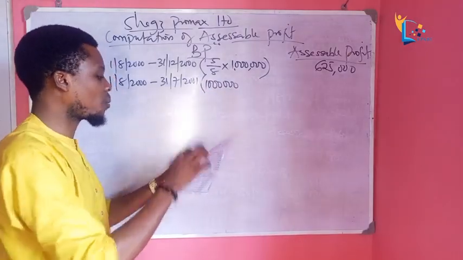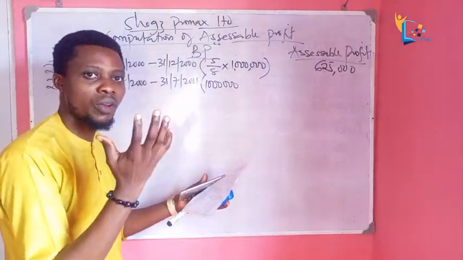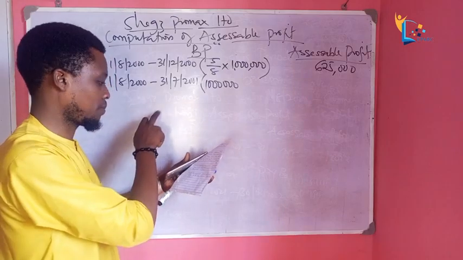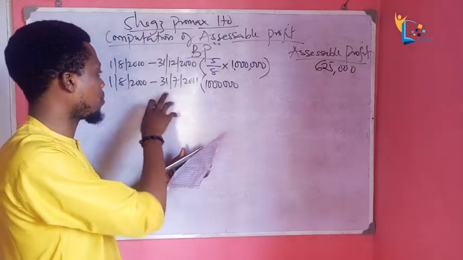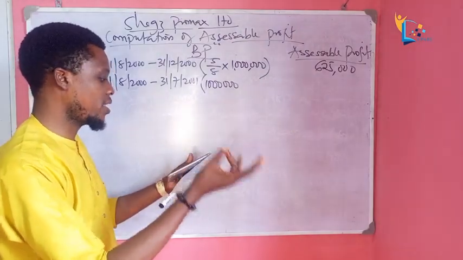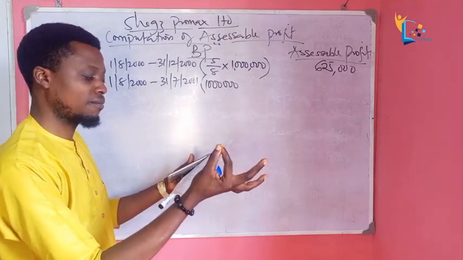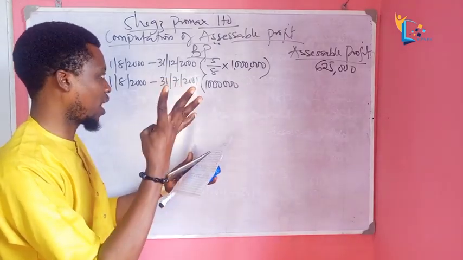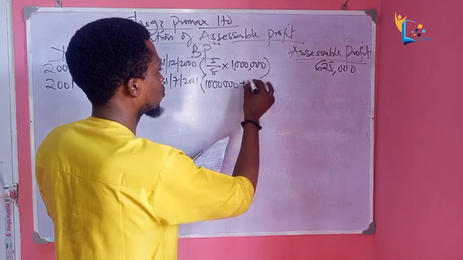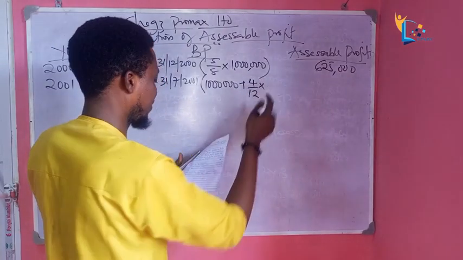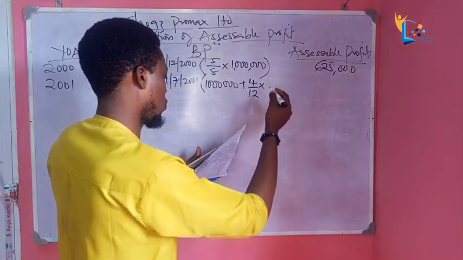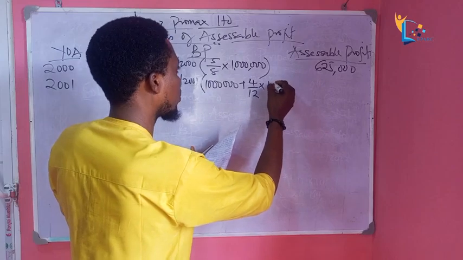So from that March to this July now, how many months are we left with? March, April, May, June, July. You see, we're left with 4 months. So it's now 1 million plus 4 over 12 times 1,200,000.